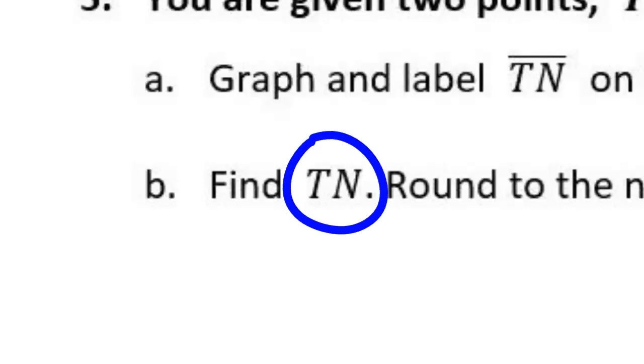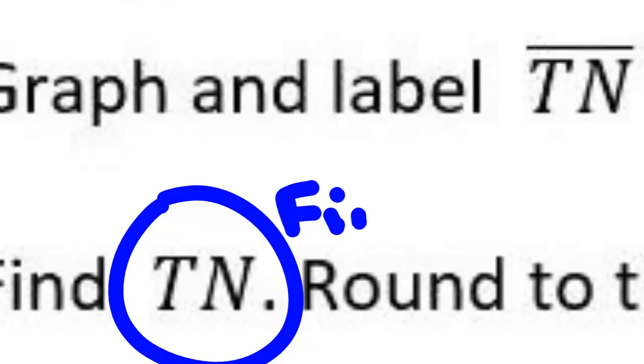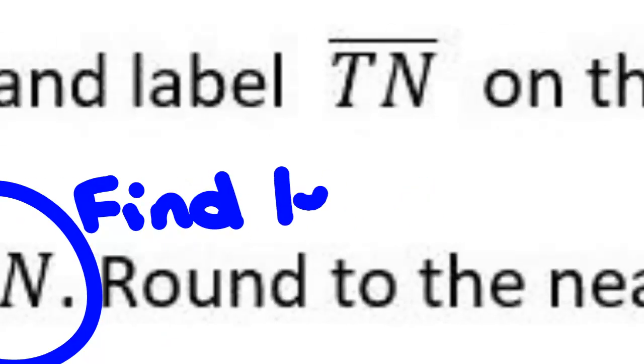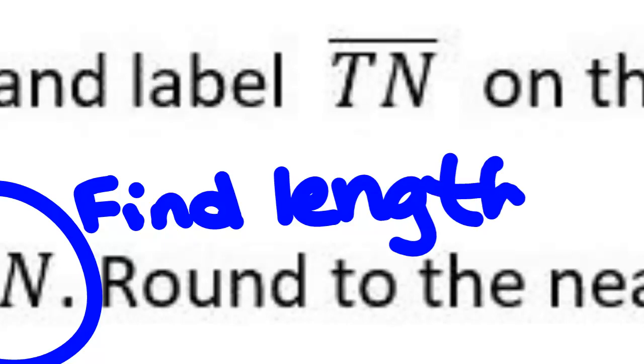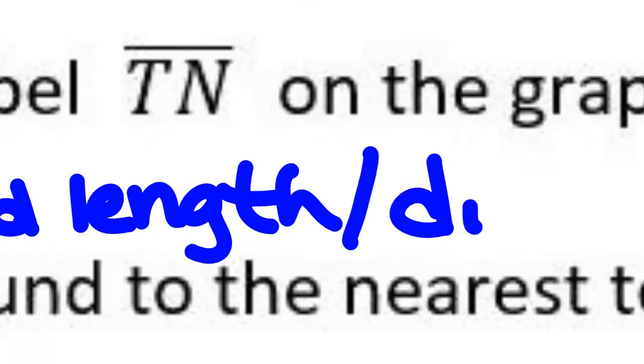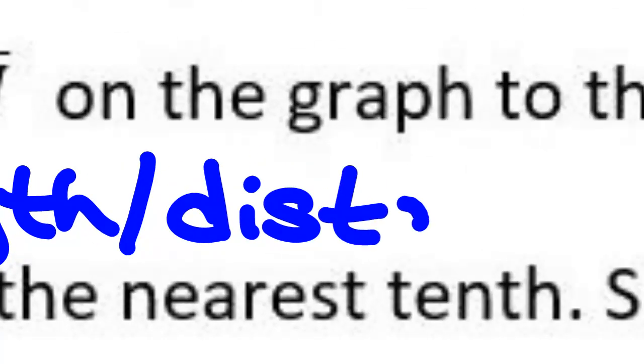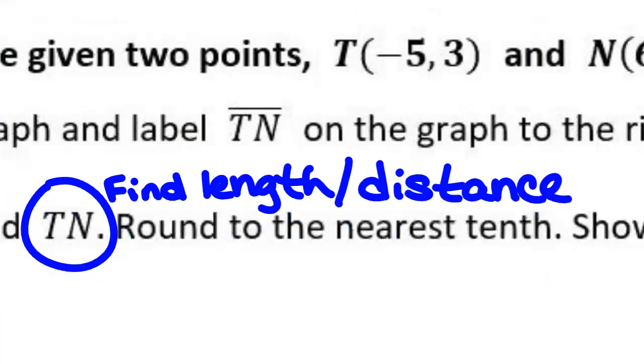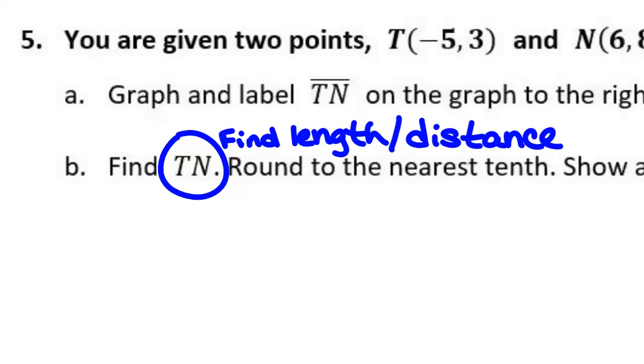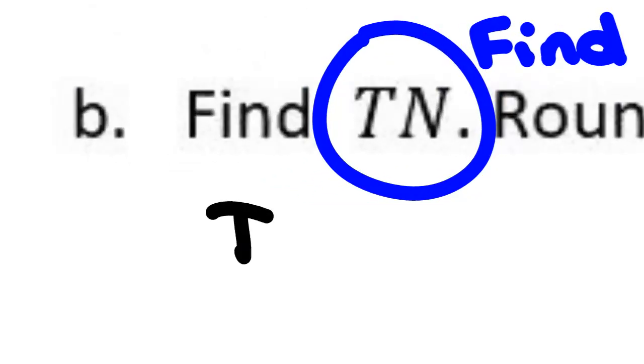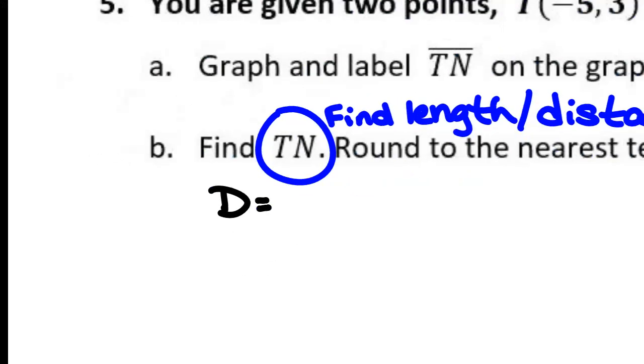What does this mean in part B? It says find TN, but there's nothing over the top of it. What does it mean when I've got two letters like this and nothing over the top of it? The distance, yes. So find the length or the distance of TN. So we're going to need to use the distance formula. If you don't have this on your cheat sheet yet, I would absolutely get it on there.